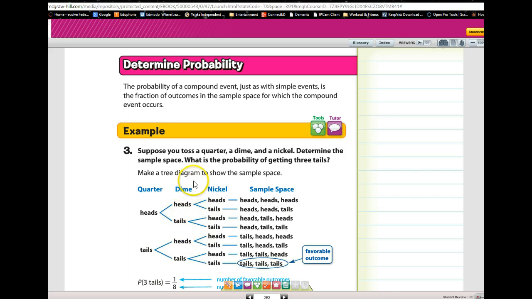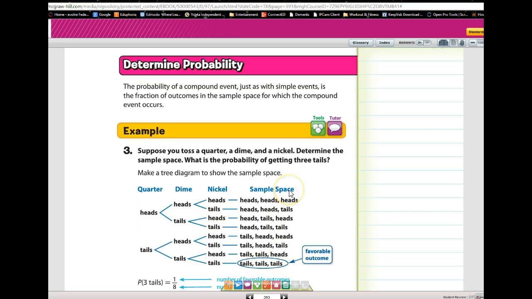After this, I'm going to flip a third coin, the nickel. And nickels, like any other coin, can only give me heads or tails. So I have a quarter, which gives me two choices, a dime, which gives me two choices, and a nickel, which gives me two choices. And I get a total sample space of 8 total choices. And here are all the possible combinations.